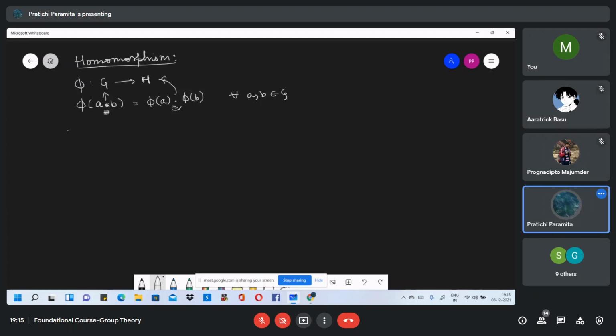Next, the image of phi. The image of phi is all x in H such that x is equal to phi of a for some a in G. And we define something called the kernel of phi. The kernel of phi is all a in G such that phi of a is the identity element of H.